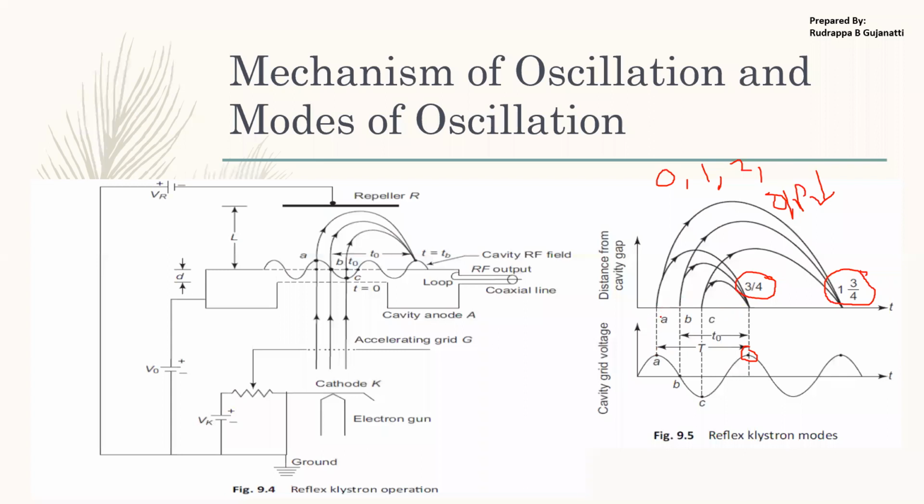Suppose I'm considering the interaction at A. If this electron passes through and the repeller plate is highly negative, what happens is it will immediately go back to the cavity. In this case, it releases its maximum energy at this point. It is not traveling a very long distance, so it is not losing much of its energy, but here it will lose much of the energy when it comes down.